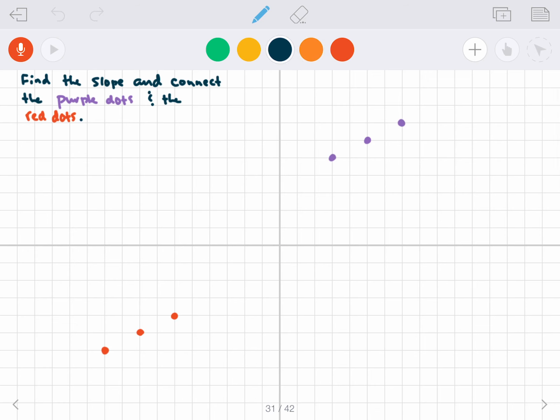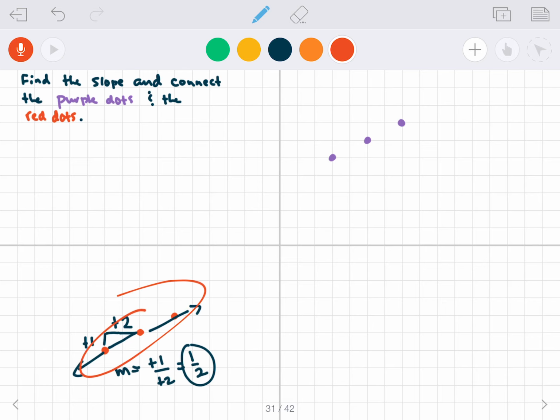All right, let's try this one. So for the red, if I start here, I'm rising 1, so +1, and I'm running 1, 2 to the right, +2. So my slope is +1 over +2, which is just 1 over 2. My slope is 1 over 2. Connect the dots, and that makes a line. Again, there are infinitely many points on this line. I just have 3. Right?